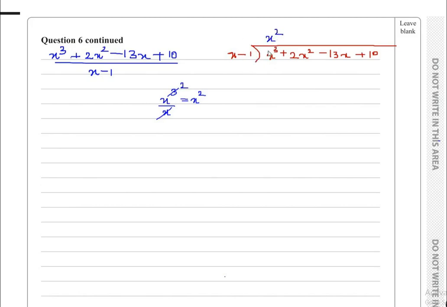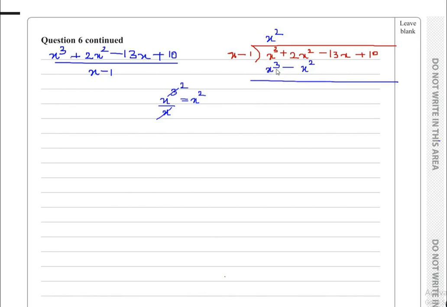Now what we are going to do is multiply the x with x squared. That gives you x cubed. And we are going to multiply the negative 1 with x squared. That gives us negative x squared. So here we are going to perform the subtraction now.